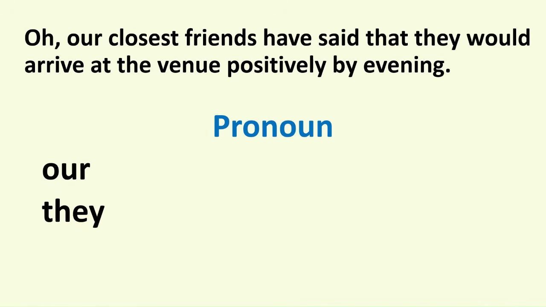We have two pronouns. Again, our closest friends. Our is a pronoun acting as an adjective. It is a possessive pronoun acting as an adjective. Then you also have the word they. Instead of saying friends two times, we say they, replacing the word friends. So two pronouns, our and they.